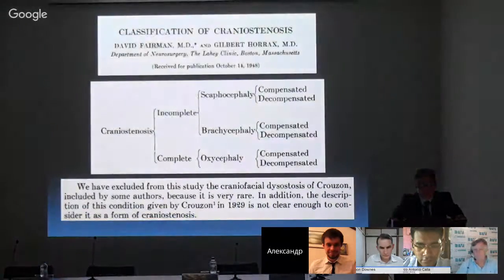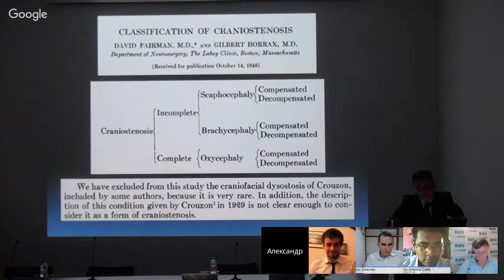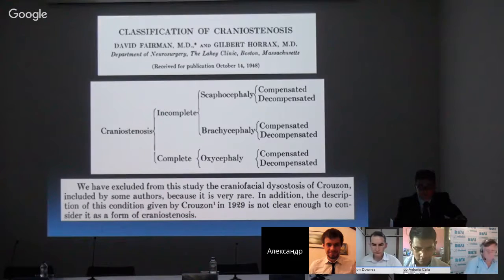The first classification that I found in the literature was the Fairman classification. At this time, we have 3 different types of craniosynostosis: scaphocephaly, brachycephaly, and oxycephaly. And oxycephaly was considered a complete craniosynostosis and compensated, and as compensated, it was about the presence of increased ICP. It's interesting to note that Crouzon's disease, first described in 1929, wasn't clear enough to be considered a craniostenosis at that time, in 48.